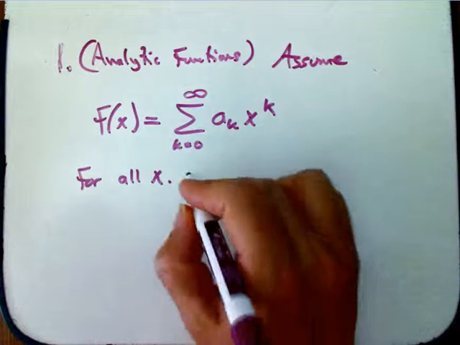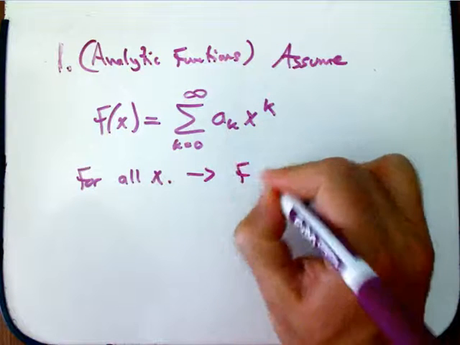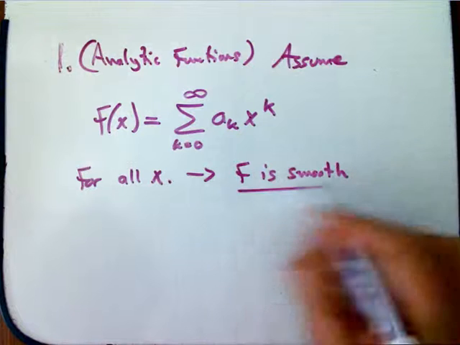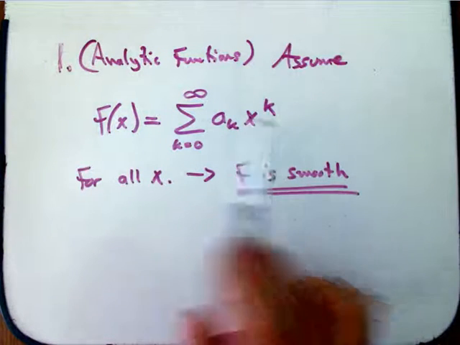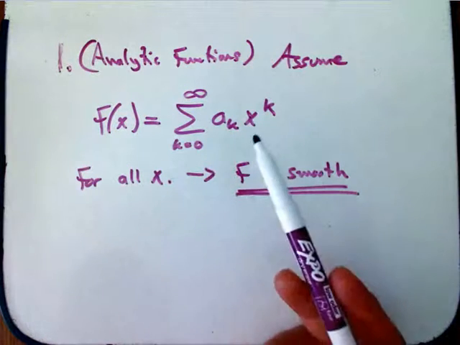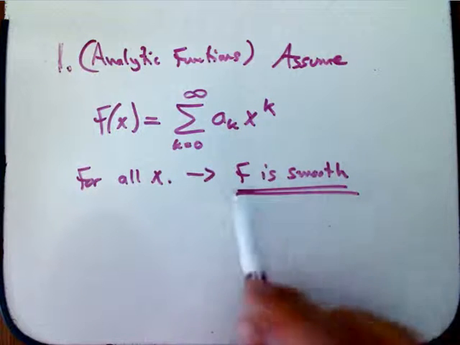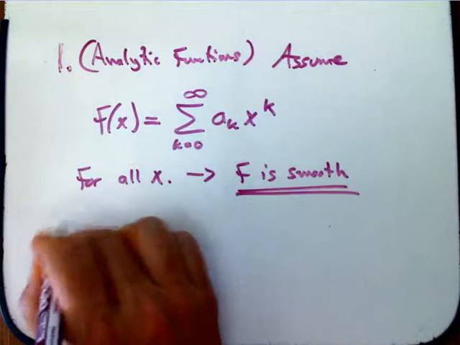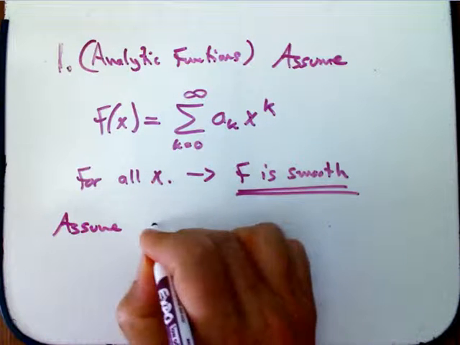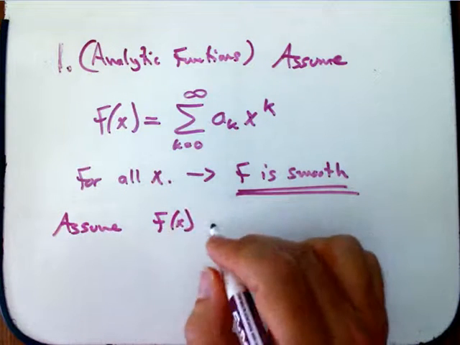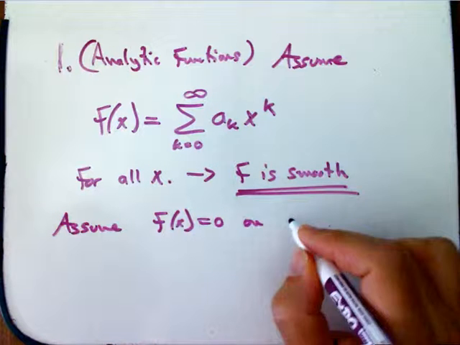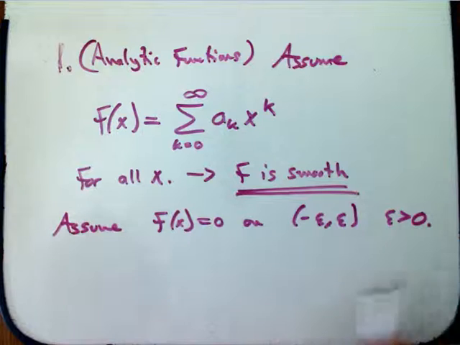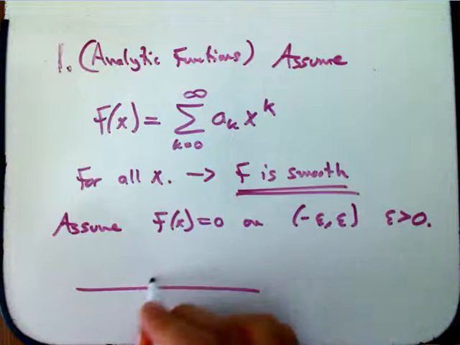Okay, and this implies that f is smooth. Standard result about power series that I won't go over is that you can differentiate power series term by term if you're within the interval of convergence. If that's all of R, then you can keep differentiating forever. It's going to be a smooth function, infinitely differentiable. Okay, so now we're going to assume that f of x vanishes on some interval, not just the empty set, around the origin.